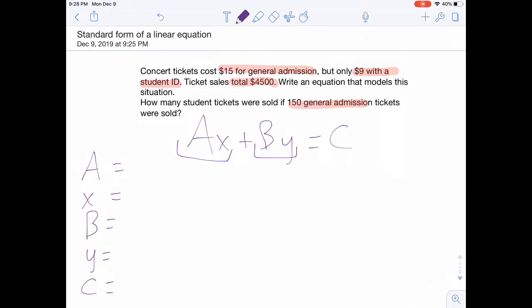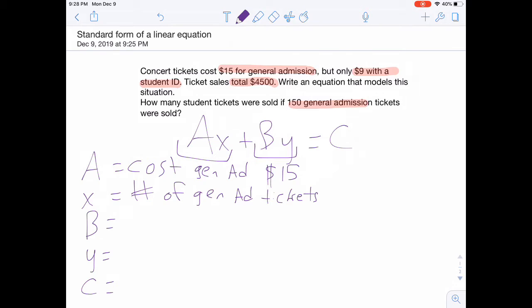So a is going to be the cost of general admission, which in this case is $15. Since I'm multiplying it by x, x has to be something associated with general admission, in this case the number of general admission tickets. In the beginning part, I wouldn't sub this in, but here we do have 150 subbed in there.